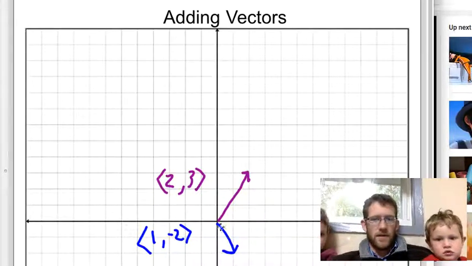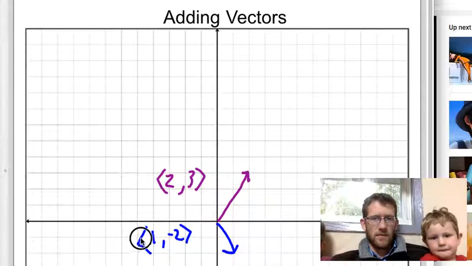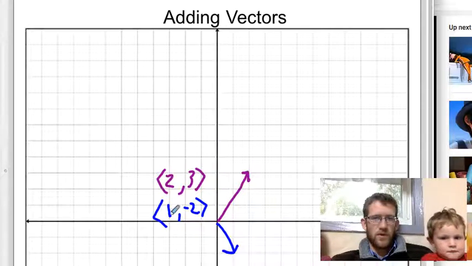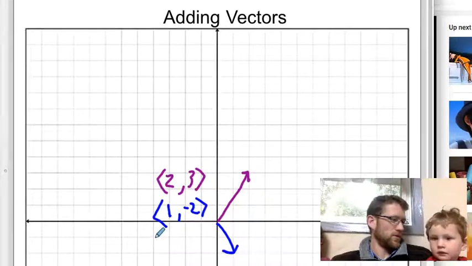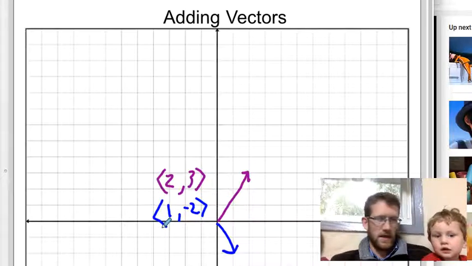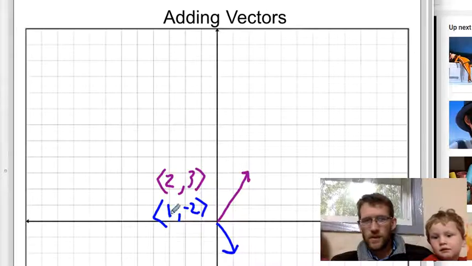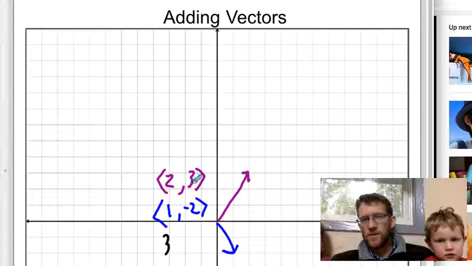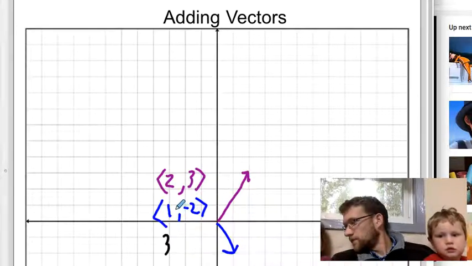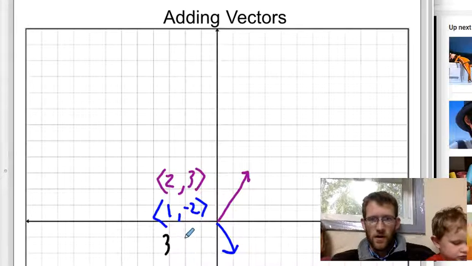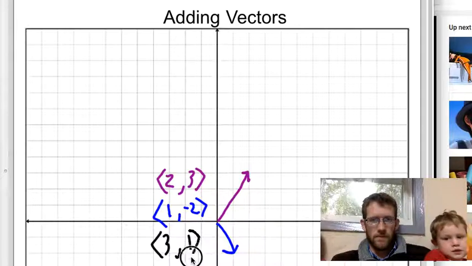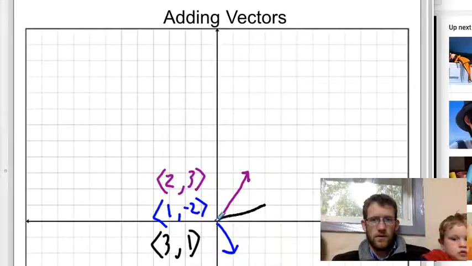Now, as it turns out, I can add these things together. So I'm just going to add them straight together like this. I'll make this cool black vector. What's 2 plus 1? 3. Okay, Aaron, this one's for you. What is 3 plus -2? 1. Very good. So the new vector is going to be 3, 1. So I'm going to go ahead and do this one: over 3, up 1. The new vector looks something like this.